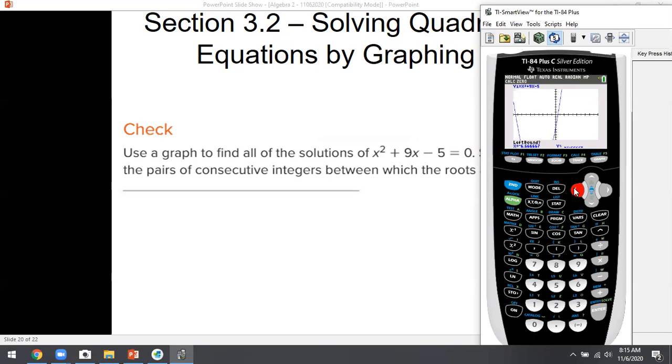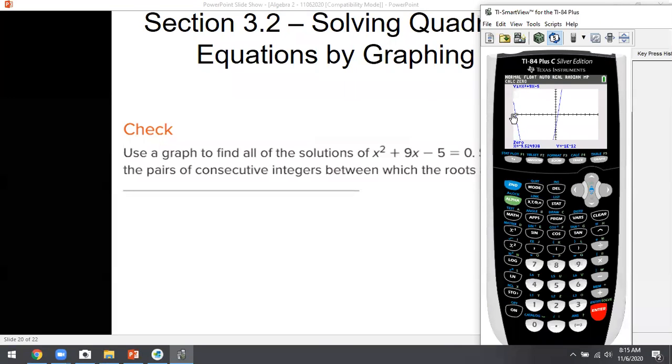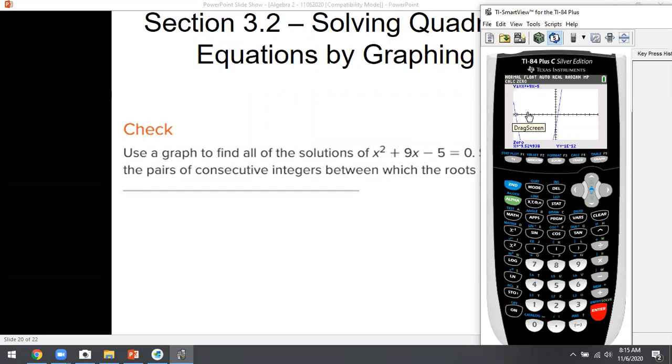Come on, graph. Get over there. There it is. Somewhere to the left. That's barely to the left, but it counts. Somewhere to the right. We're good. And your answer is -9.52, but since they want consecutive integers, what number is -9.52 between? It's between -10 and -9. So my answer on this one would be between -10 and -9.